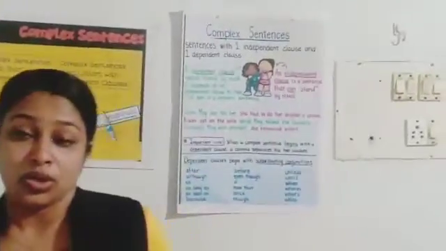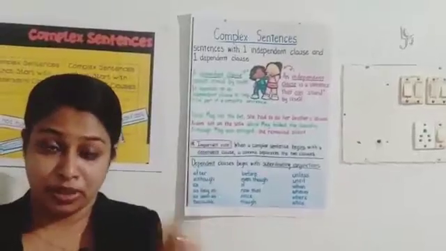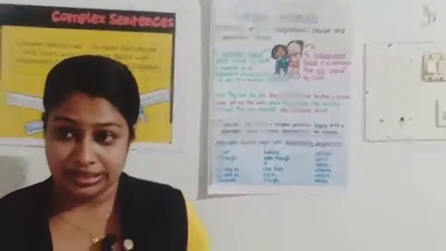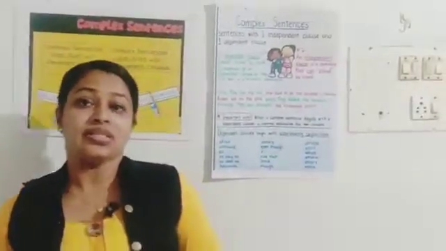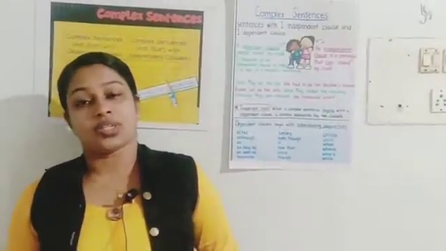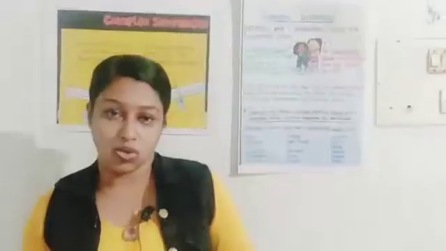Okay, listen. What is a complex sentence? For complex sentences, we already learned two structures. You have to go through your previous video about complex sentences. Structure 1 is independent clause plus dependent clause. Structure 2 is dependent clause, comma, independent clause. These are the two structures for creating complex type of sentences.